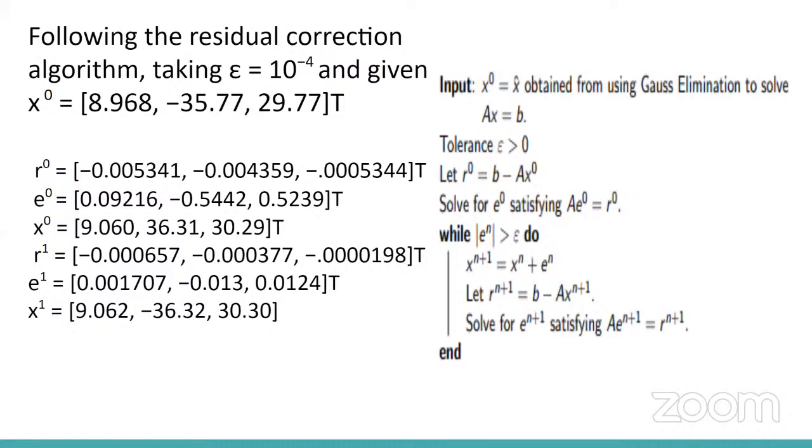So now, I hope you can see the algorithm. Sorry, I just put it like that to close with this. So following the residual correction algorithm, taking the elements as 10 raised to the power minus 4 and giving our approximate solution as this. So we have gotten our approximate solution, maybe we might have gotten using any of the iterative or direct methods. So now to get our residual, which is R.